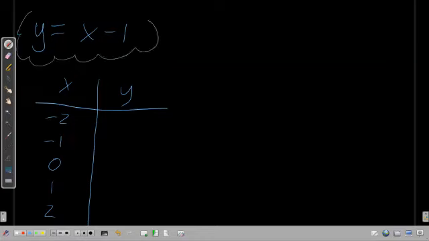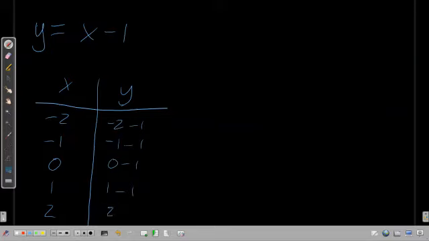Now, according to our rule, we can always get the y value by taking the x value and subtracting 1. So this would be -2 minus 1. And this one is -1 minus 1, and 0 minus 1, and 1 minus 1, and 2 minus 1.